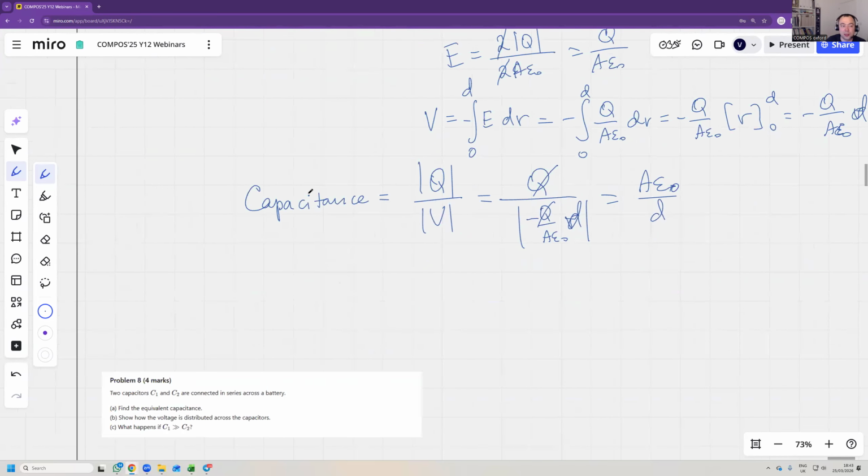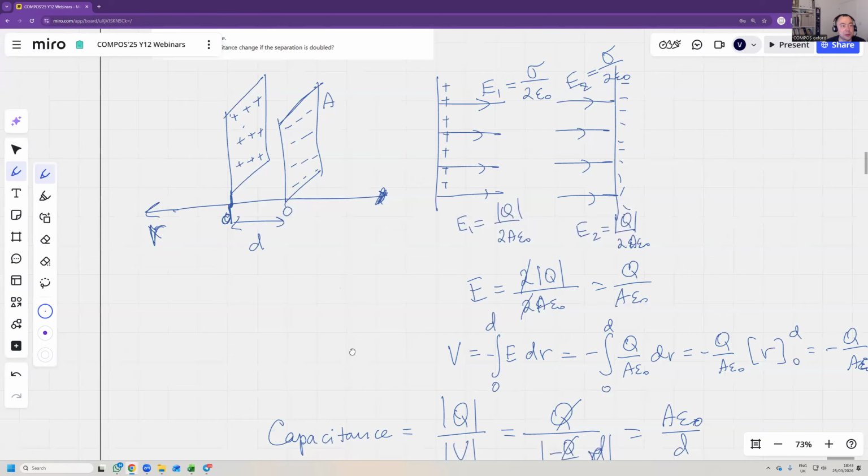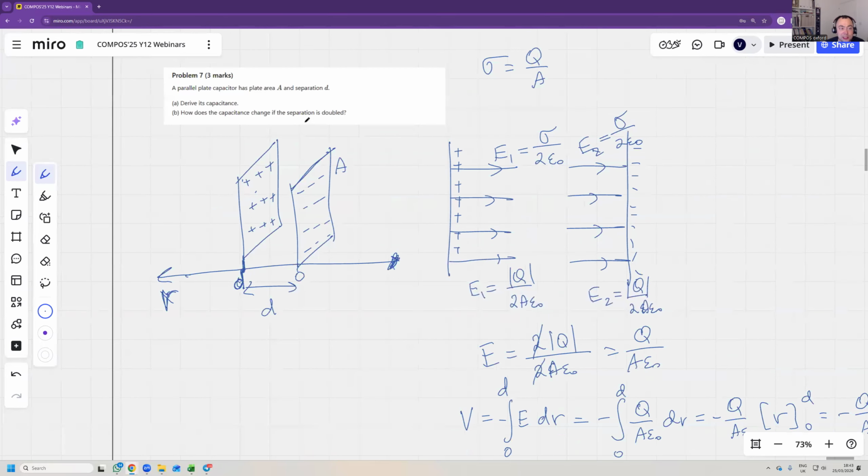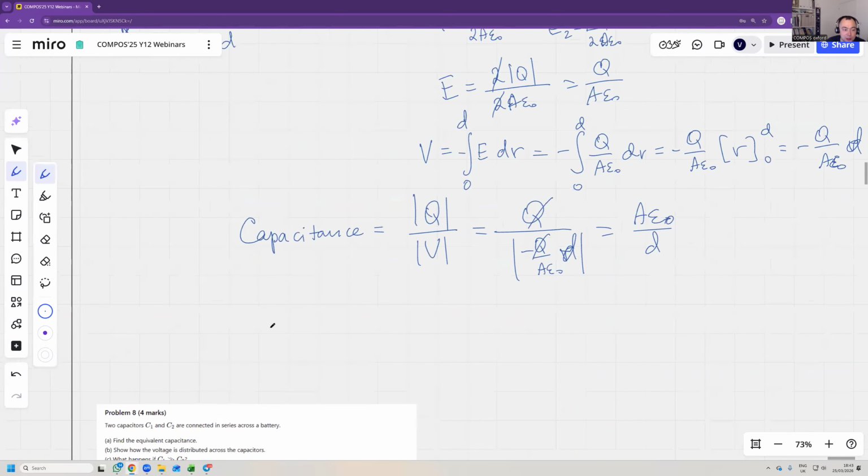And if the plate separation is doubled, how does the capacitance change? So if D is doubled, we see the capacitance will increase. Oh, sorry, decrease. C will halve.